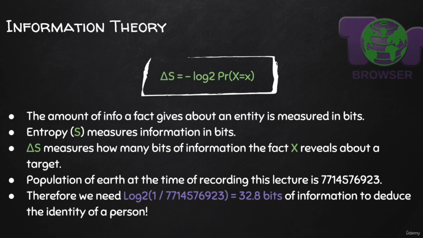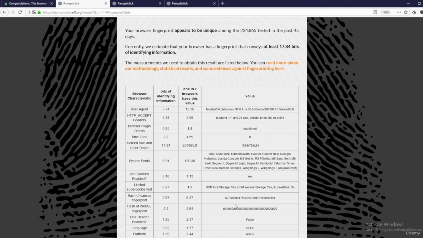So, going back to what we had here, you can see the browser in the medium security settings is already revealing 17.8 bits of information about you. So all that's left is only 15 bits of information, and locating you will be relatively easy. Now, granted, some of the information that we see here is incorrect, such as the screen size, because we don't have the screen in full screen. But you get the idea.